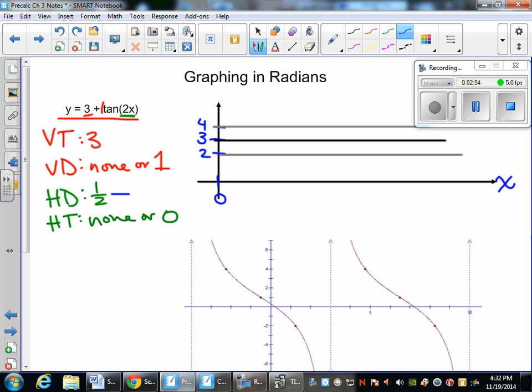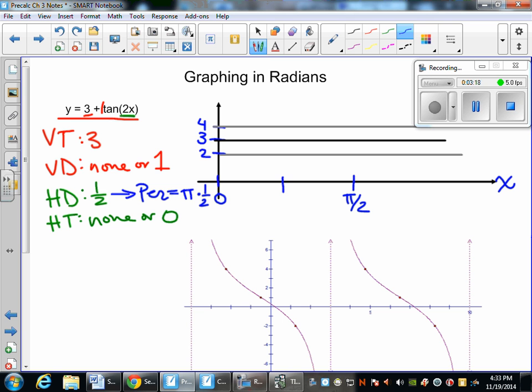If my dilation is 1/2, to figure out the new period, I take the regular period for tangent, which was pi, and multiply by 1/2. So pi over 2. The period for this graph isn't pi anymore. We've squished it down by 1/2, and now it's pi over 2. So let's say pi over 2 is right here. That's where my period is going to end.